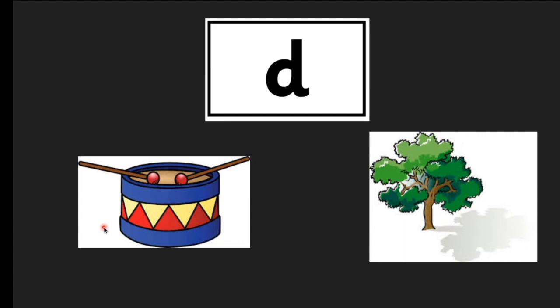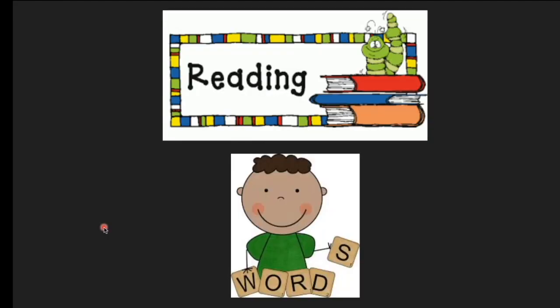Oh, really? Again, let's say the sounds for the word drum. D, R. Drum. So, the word drum has D sound. What do you think? Yes. The word drum has the D sound. Okay, there you go. Let's go on to the next part of our lesson.